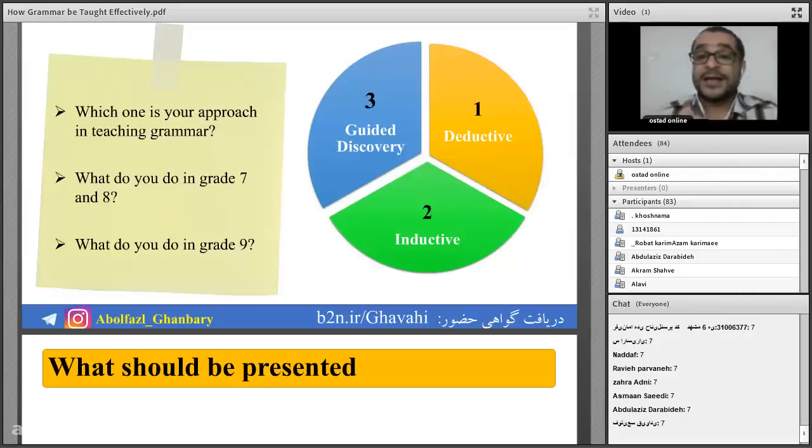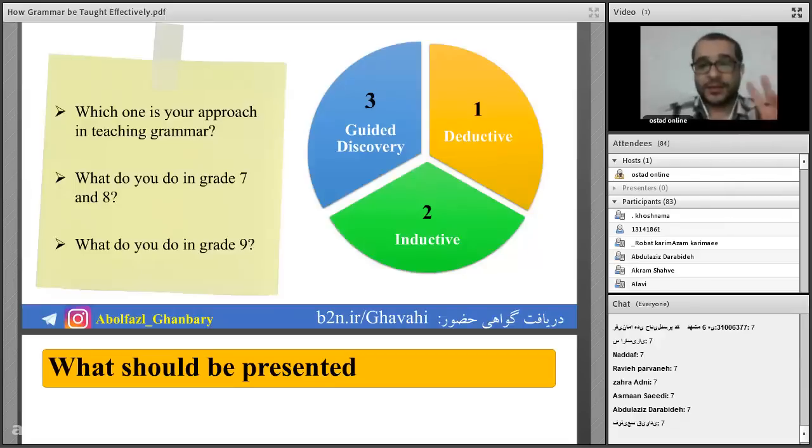We guide the learners to find the grammar rules. And at the end, we confirm that, yeah, what you have found is true or false. If it is false, again, we should guide them to discover.